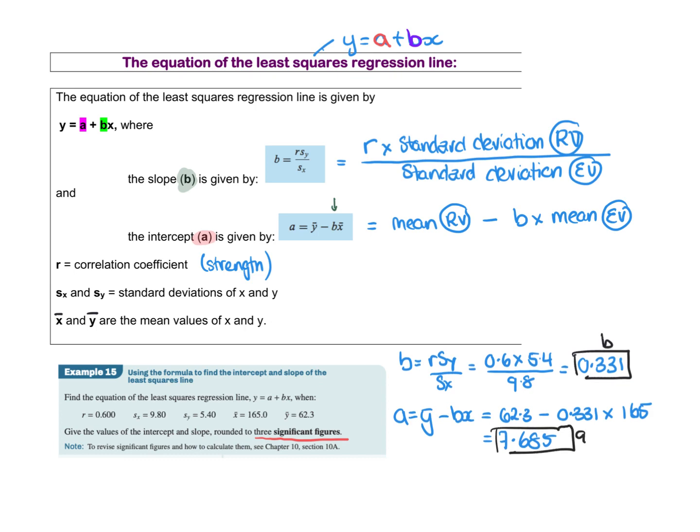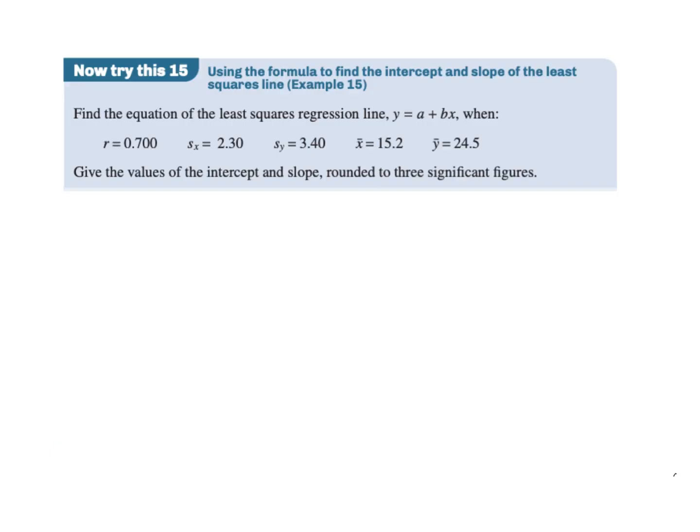Okay, when they say write the equation, I'm just going to write, because they haven't given me any variable names, I'll still use Y. So I'll write Y equals A, which is 7.685, plus B, which is 0.331 times X. So there's the equation already done. Okay, so here we go again.